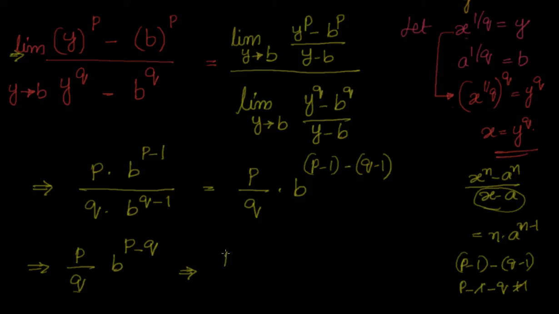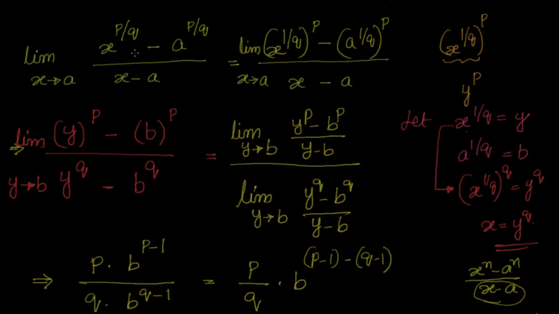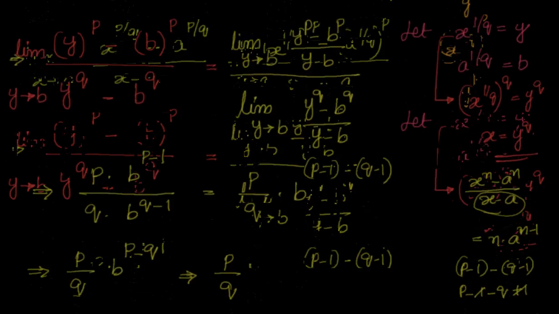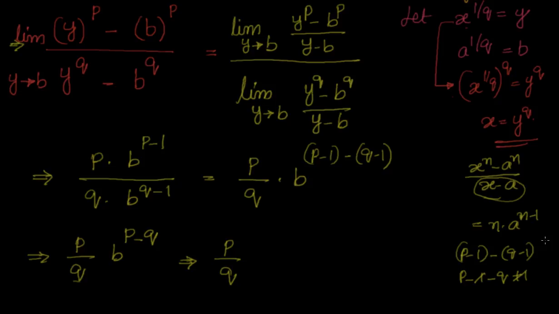So what we will do now, we will convert b again back into a. That is where we started our problem. The problem is x to the power of p by q minus a to the power of p by q, so my answer should be in terms of a. I know that b is nothing but equal to a to the power of 1 by q. So I can write it as a to the power of p minus q whole to the power of 1 by q. I hope you are okay with that.